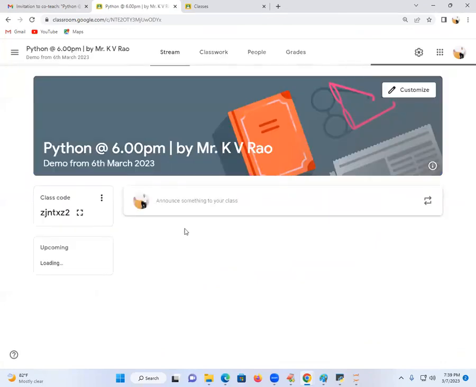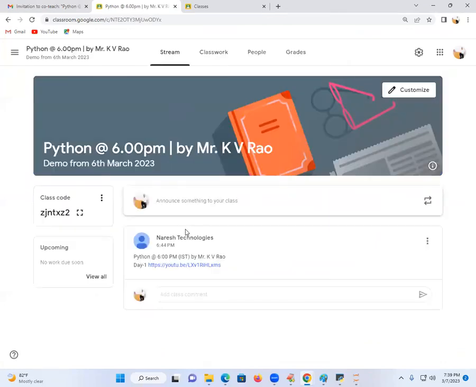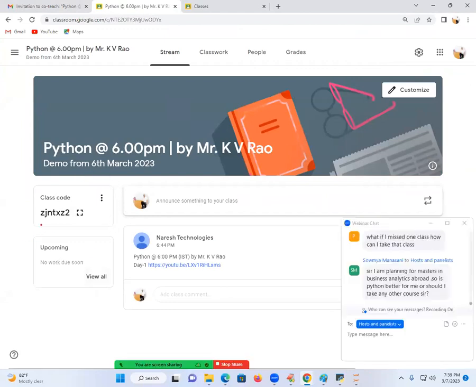All of you can join this class for a few days. After that, we will announce it, and officially one more will be there. This is a demo kind of drive class. Everybody can join it. This is called the Google Drive Classroom code. You can enter this code and join.